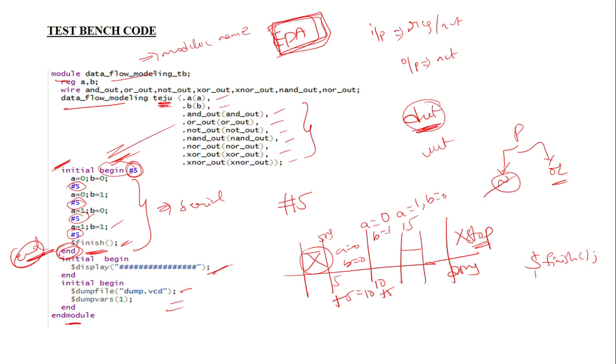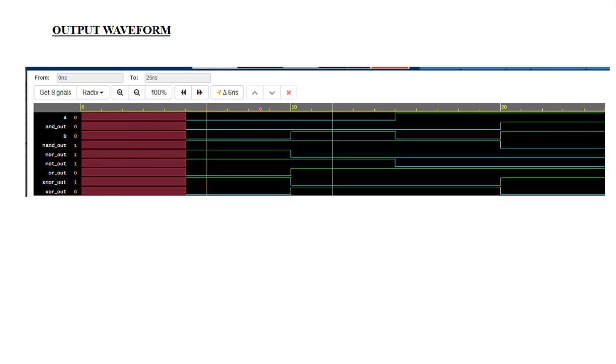Why do you write these 4 lines, initial to end? These 4 lines are for waveforms. Whatever waveforms you want, you write these 4 lines. Then the module is ended with endmodule. So the output waveforms are like that.